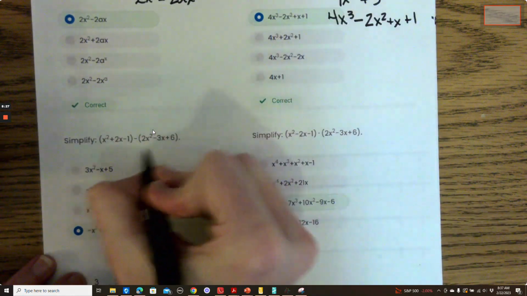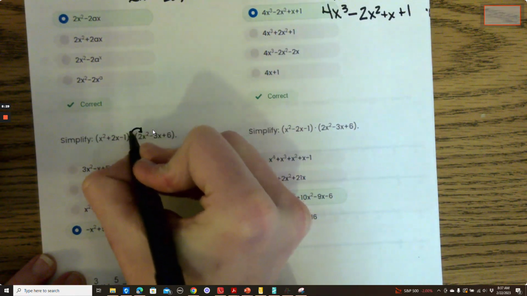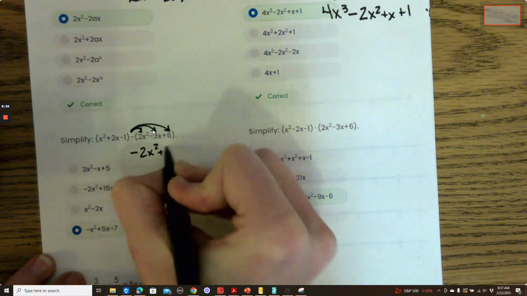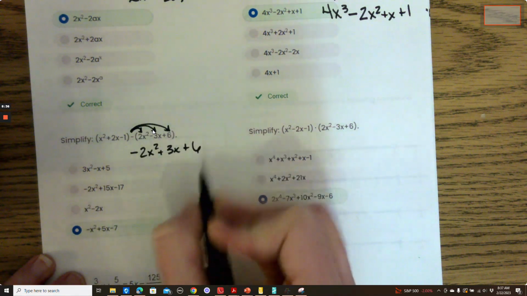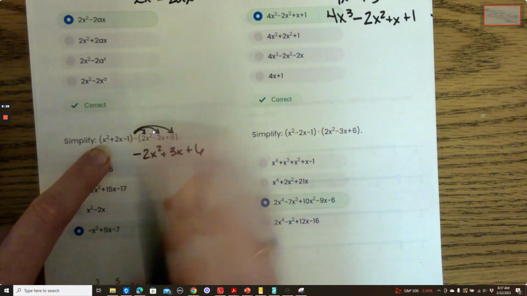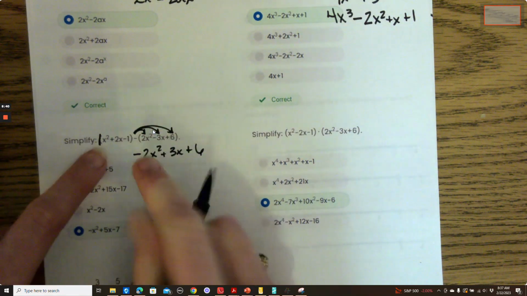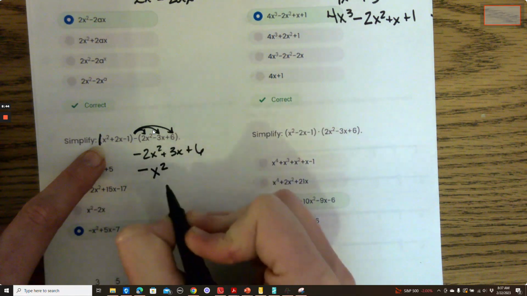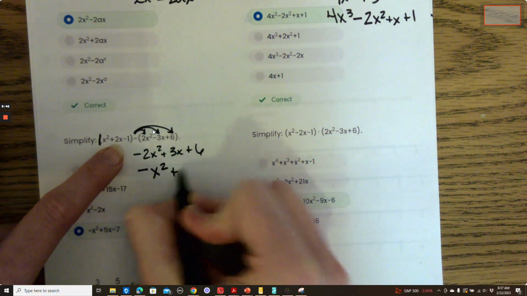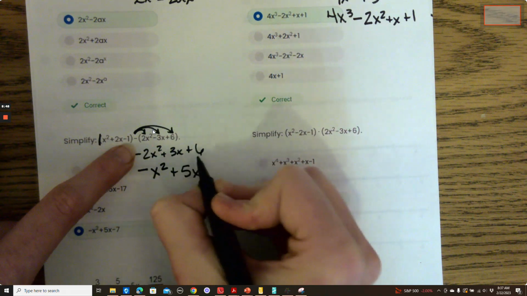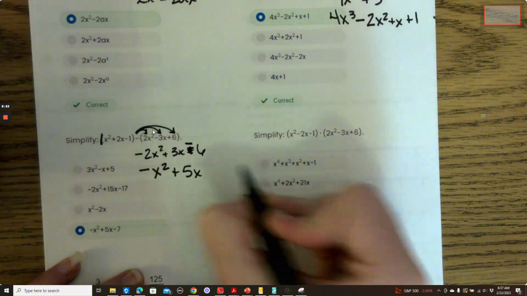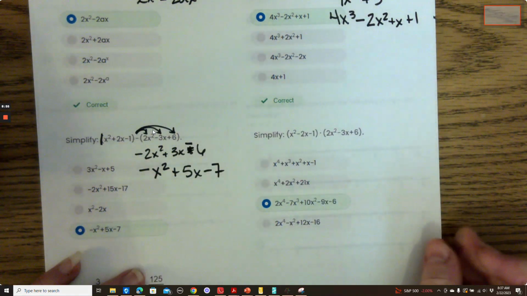All right, we're simplifying again. So again, subtraction, distribute that subtraction sign, distribute that negative. And then combine like terms. So x squared and negative 2x squared, remember there's a 1 here. So 1 plus negative 2 makes a negative 1 or a negative x squared. 2x and 3x makes a 5x. Negative 1 and a positive 6. Oh, that should be negative. I'm sorry. Makes a negative 7.